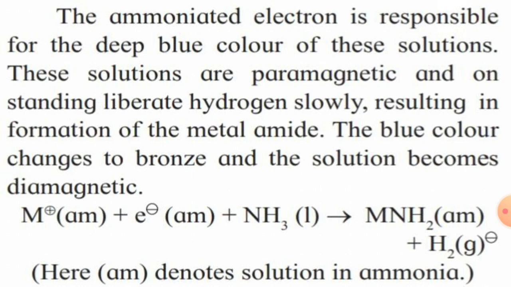Here you see in the product hydrogen gas has been liberated. Due to the liberation of hydrogen gas, it results in the formation of the metal amide. What you see, MNH2, is nothing but a metal amide, and H2 has been liberated out, that is, hydrogen gas. So here the blue color changes to bronze. The blue color solution of the ammonia has changed to bronze color, and the solution which was paramagnetic in nature earlier has changed to diamagnetic in nature.